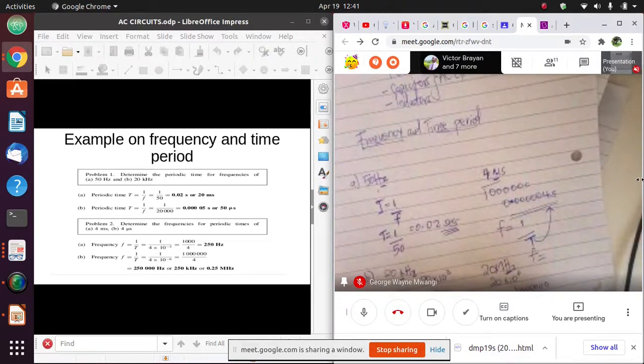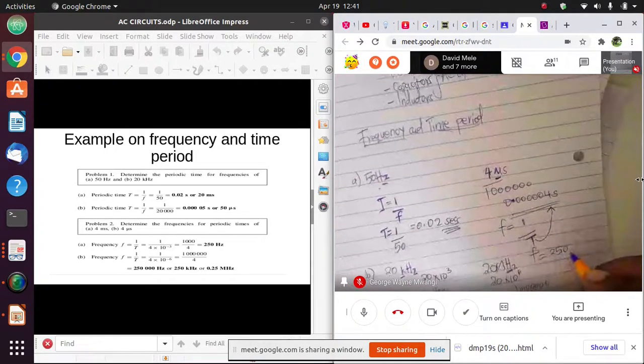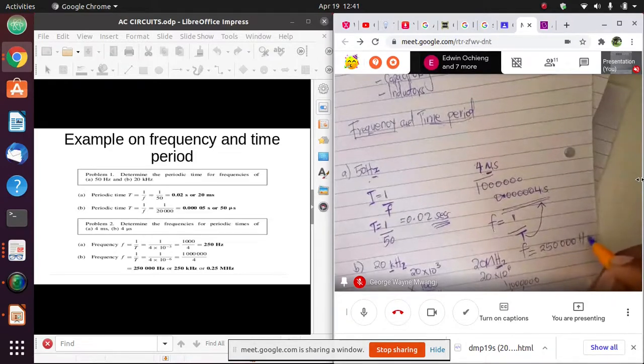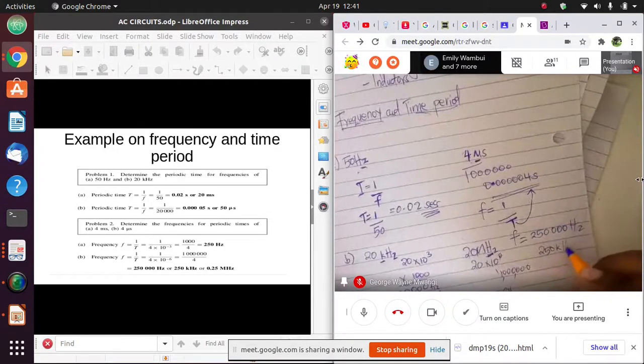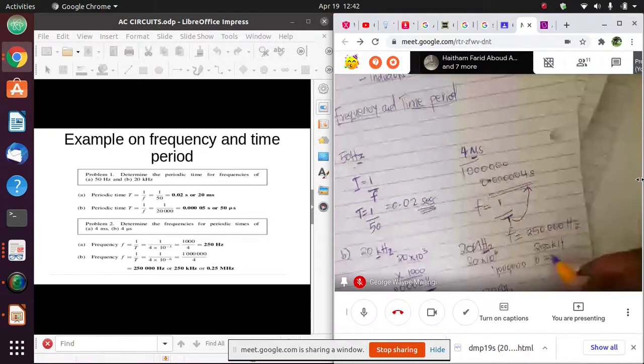250,000 hertz. You can simplify this answer by writing, for example, 250 kilohertz. What I've done is I've divided it by 1000. I can also write it in terms of megahertz, and it will be 0.25 megahertz. What I've done is I've divided it by a million.